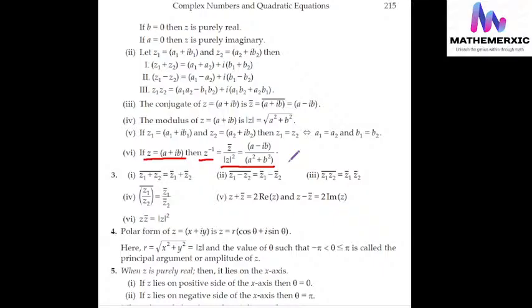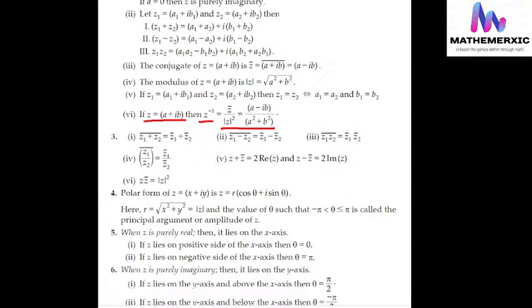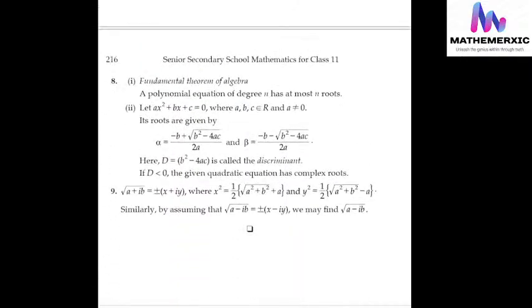Z into z bar, that is the multiplication if you are doing, the values are a square plus b square form we will get, which is equal to the modulus of z whole square. So we are getting the same form. Okay, polar form if you see. So let us go for the polar part also.